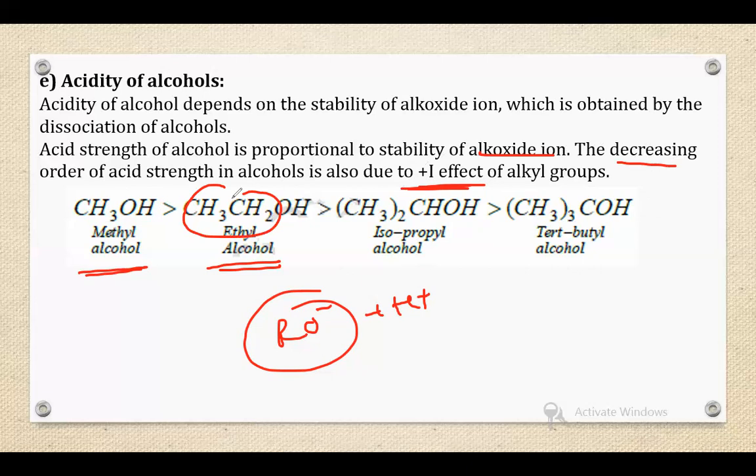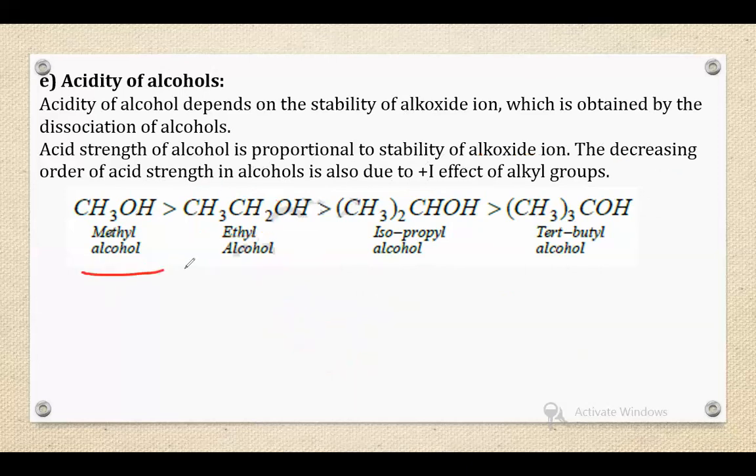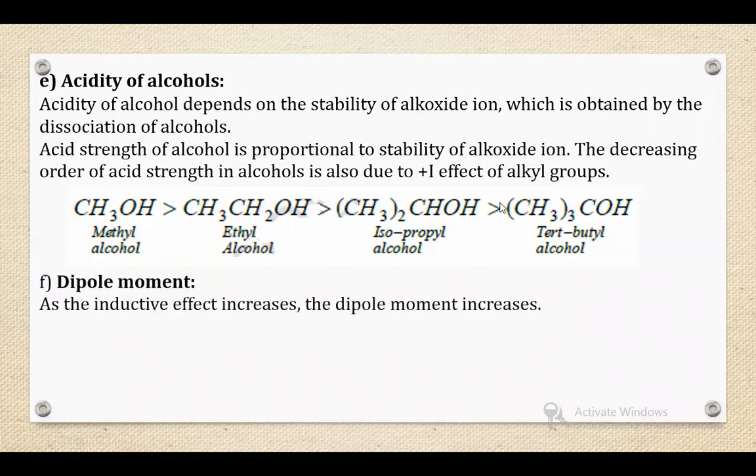The decrease in the order of acid strength in alcohols is due to the plus I effect. Acid strength decreases due to more electron donating groups. So methyl alcohol is greater than ethyl alcohol, which is greater than tertiary butyl alcohol. So we need to remember this acid strength order, due to the positive inductive effect or plus I effect.